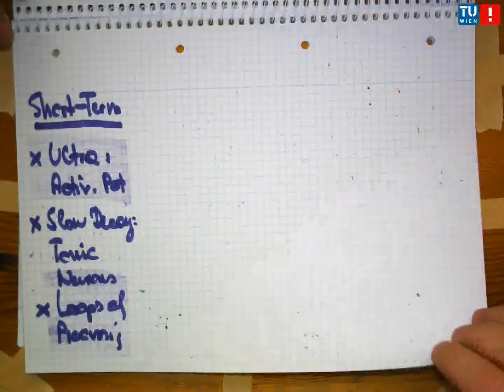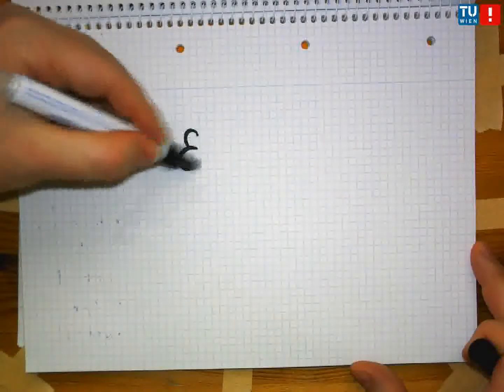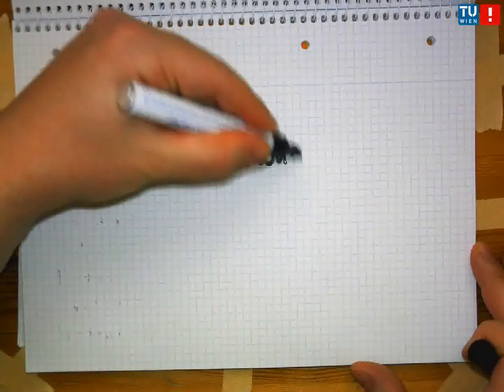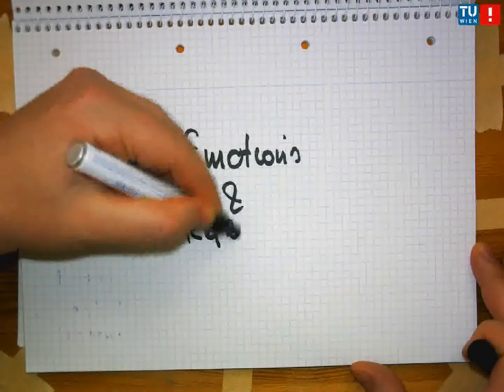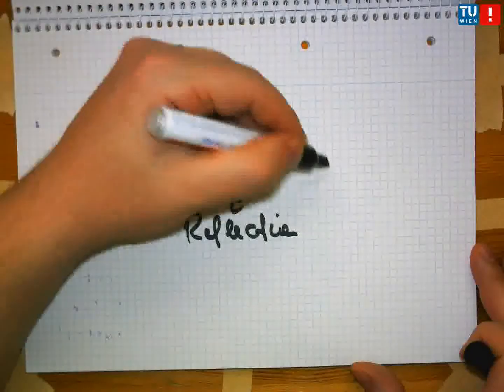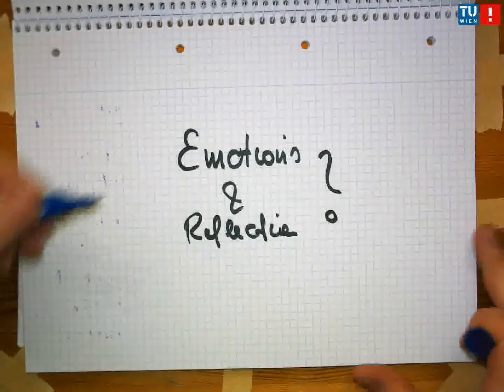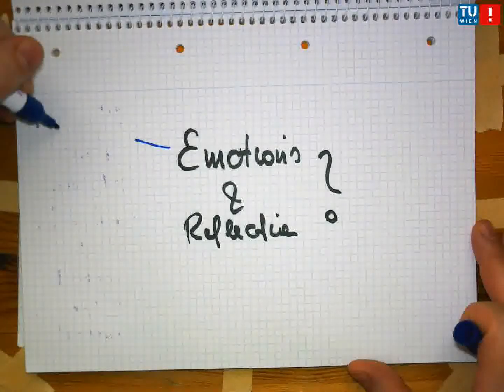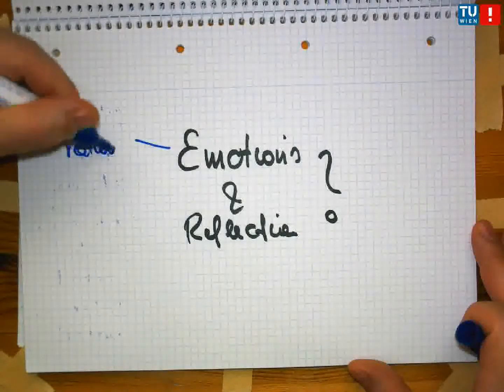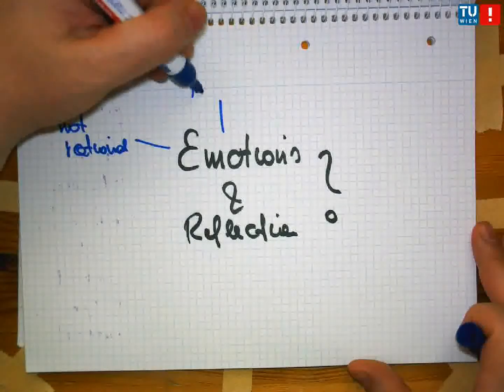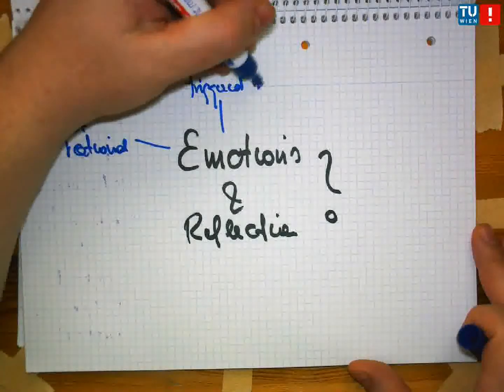The last thing that I'd like to deal with in this part of the lecture is the question of how to deal with emotions and reflection. That is just a personal pick because it belongs to the field. One fact is that emotions are on one side not very rational. However, they are triggered by experience.